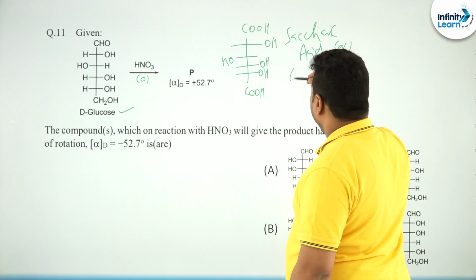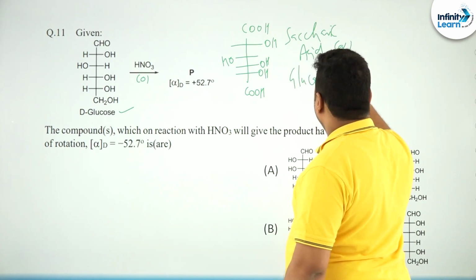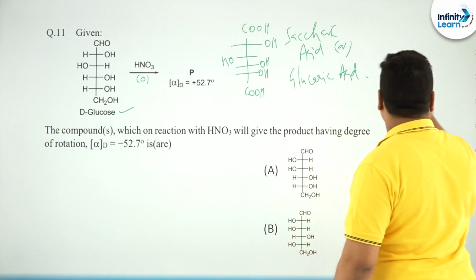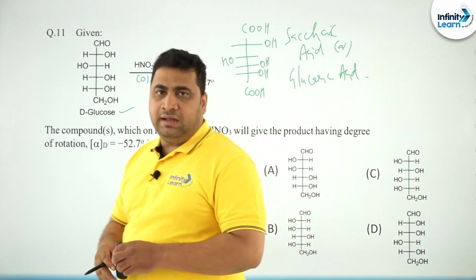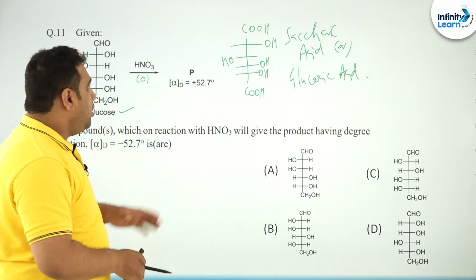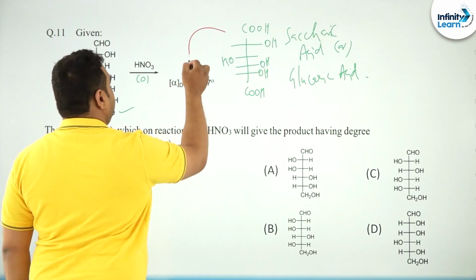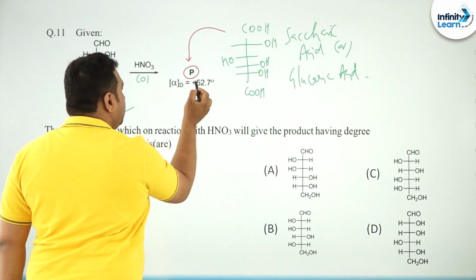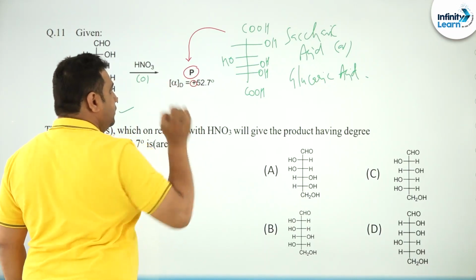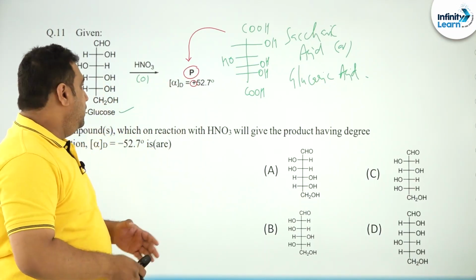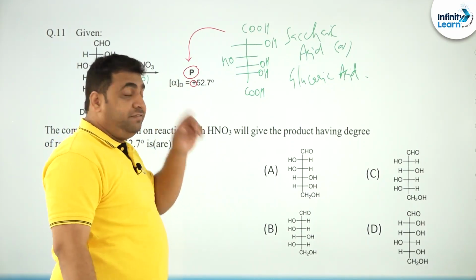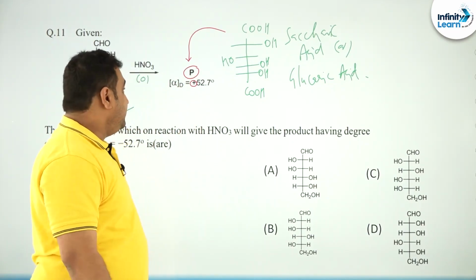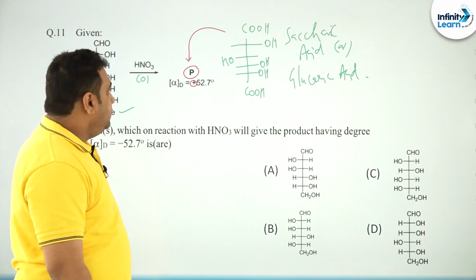or glucaric acid, right, saccharic acid or glucaric acid. This is the compound P actually, and for this you can see the specific rotation value is given as plus 52.7, dextro in nature. So, this compound it is.